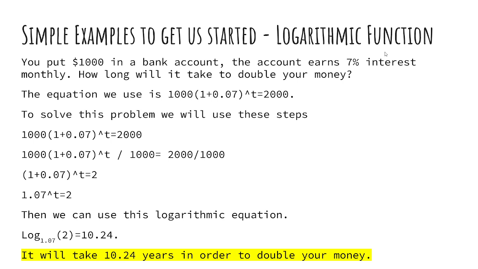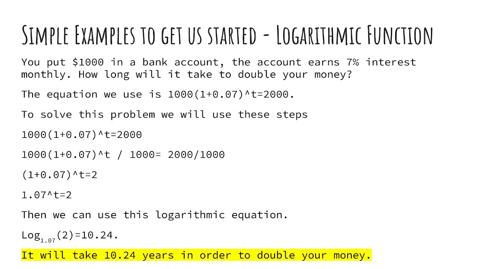Here's the next question. We're going to do a simple logarithmic function equation. You put $1,000 in your bank account like last time. Your account earns 7% interest. How long will it take to double your money? As you see, logarithmic and exponential functions are inverses because the exponential function was trying to figure out how much you would make in 10 years, but this one wants to know how long it is going to take to double your money. The logarithmic function is trying to figure out what power the base is raised to.